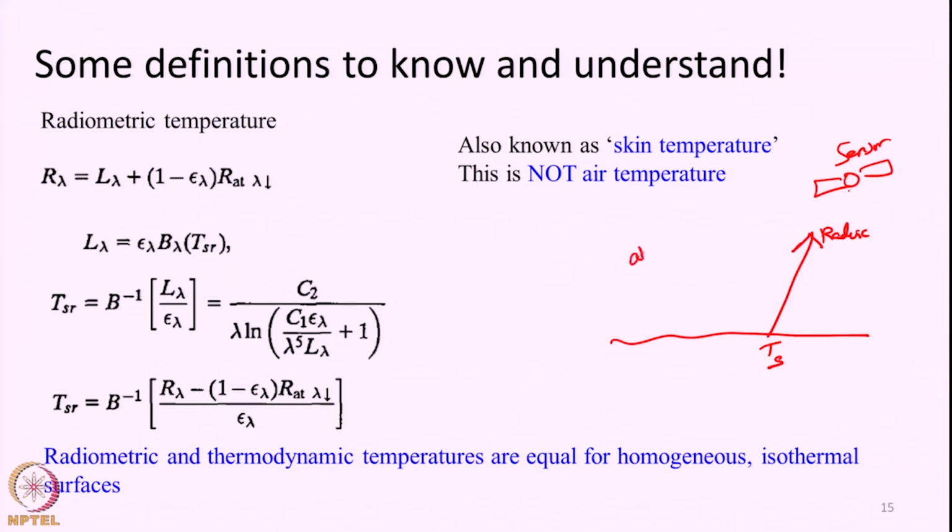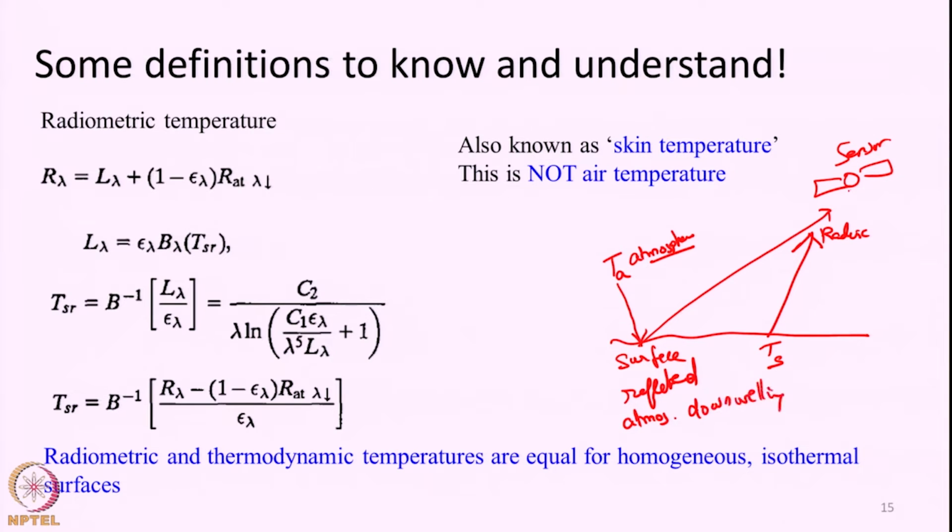Also we have our own atmosphere. The atmosphere has its own temperature, Ta. It will emit radiation towards the earth surface, and it will be reflected back toward the sensor. So, this is the surface reflected atmospheric downwelling radiance. We have seen this already in earlier lectures.